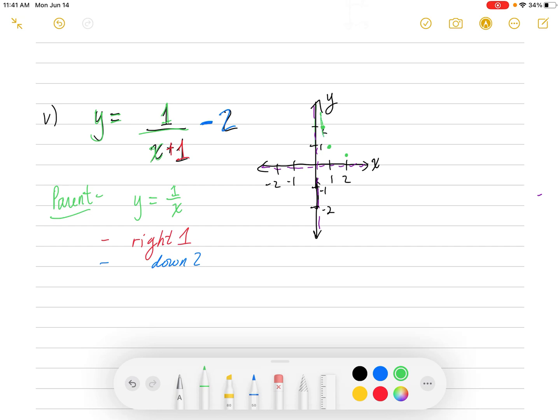So your key points are 1/2, 2; 1, 1; and 2, 1/2. Okay, I'll make these solid lines. And I'm going to have -2, -1/2; -1, -1; -1/2, -2. So these are just reciprocal numbers.